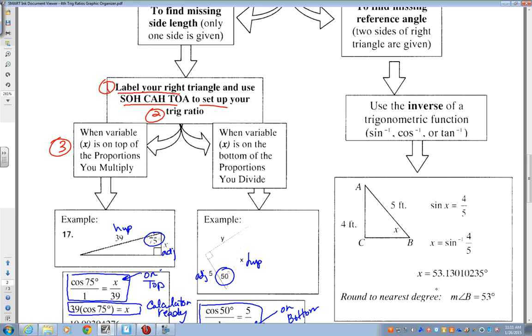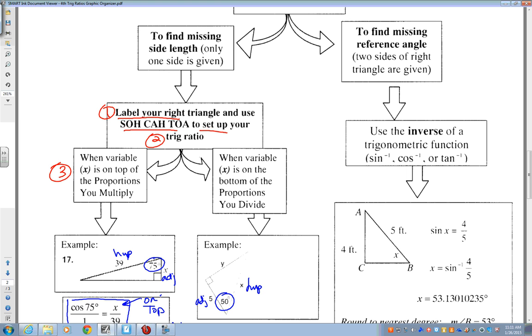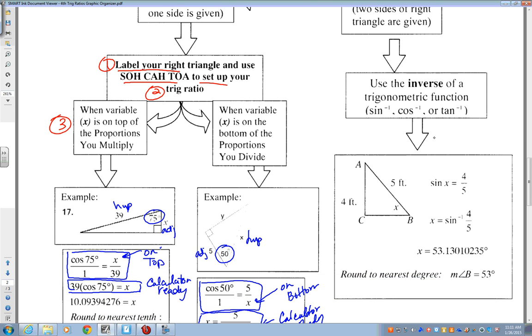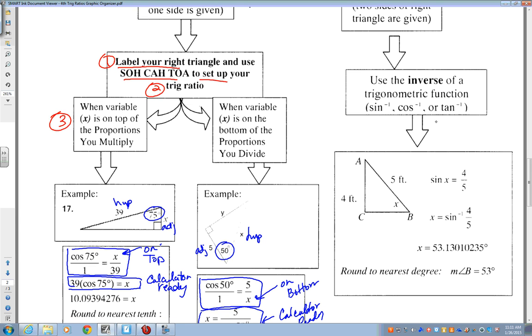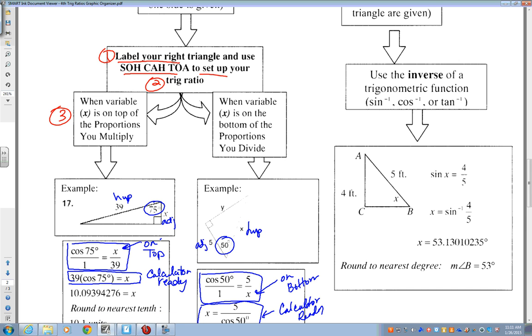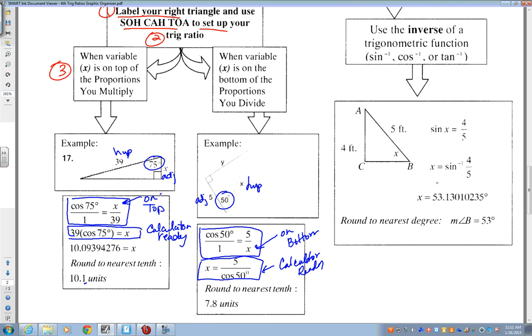Now, this is when we're trying to find the side lengths: only one side is given. To find the reference angle, the missing angle, two sides are given. And it tells you to use the inverse when finding the angle. They give you an example: sine -1, cosine -1, but the x should be on the inside.